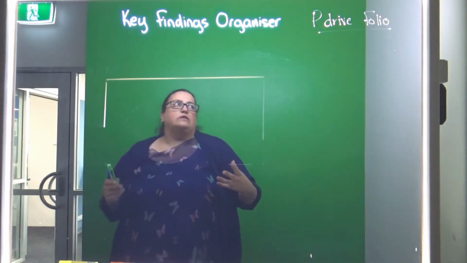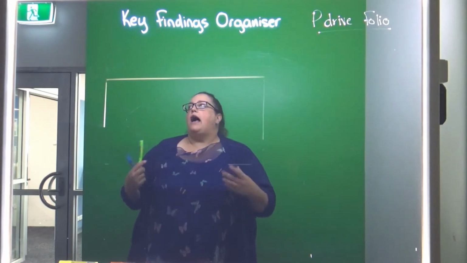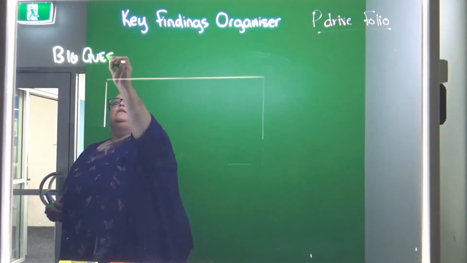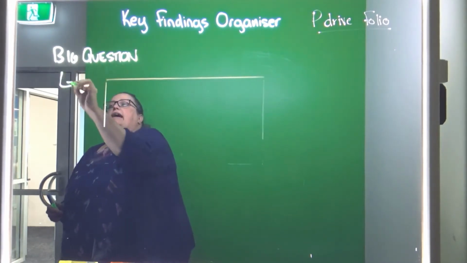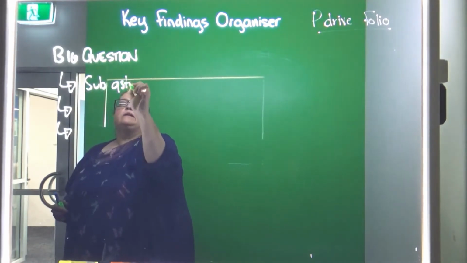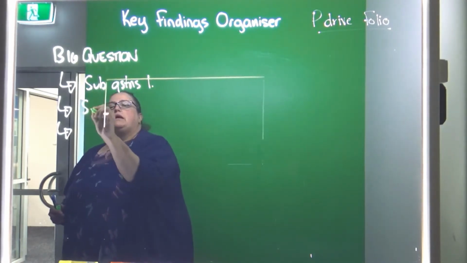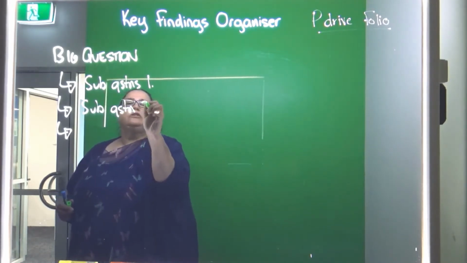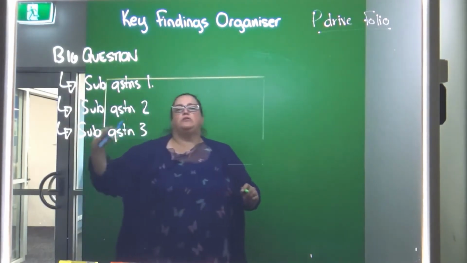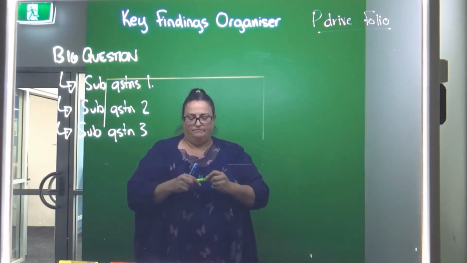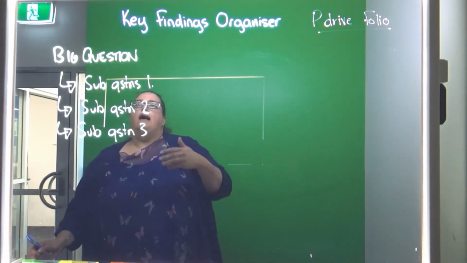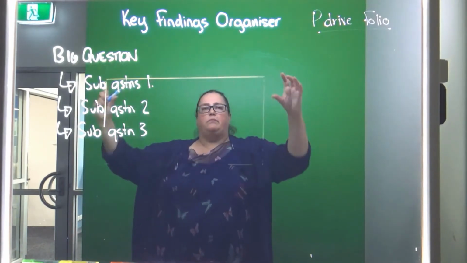So what you've done over the course of the last 6 or 8 weeks, after having discussion with me about your big question, what we did hopefully was break that down into 2 or 3 sub-questions. So we have sub-question 1, sub-question 2, and I bet you can't guess what this one's called, sub-question 3. Now they might be called key findings, they might be called, I can't think of the other word, but it'll come to me at some stage. But generally, that's how you break your big question down.